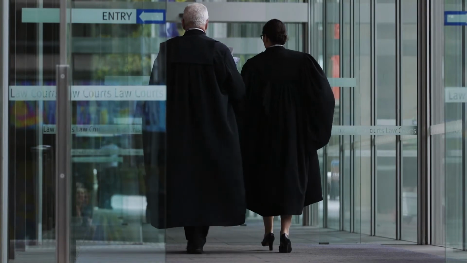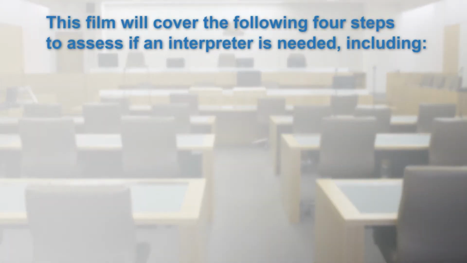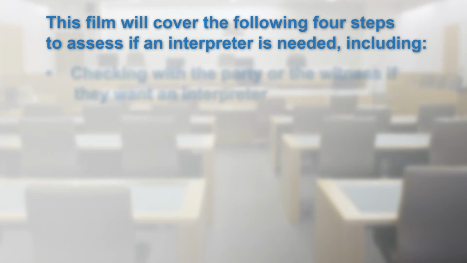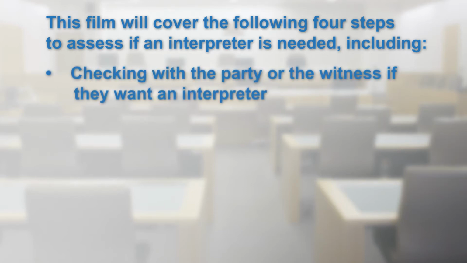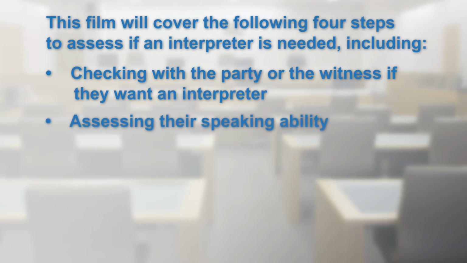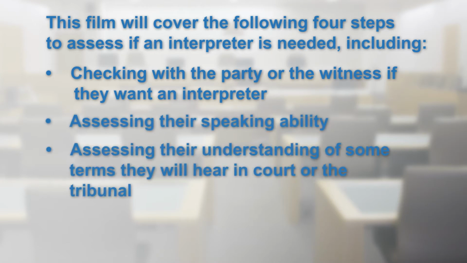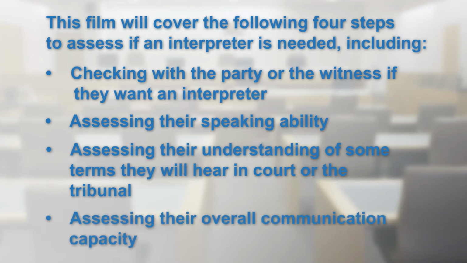If it's a criminal case, it's also your responsibility to determine fitness to plead. And to do that effectively often means assessing someone's capacity to communicate in court and if an interpreter is needed. This film will cover the following 4 steps to assess if an interpreter is needed, including checking with the party or the witness if they want an interpreter, assessing their speaking ability, assessing their understanding of some terms they will hear in court or the tribunal, and assessing their overall communication capacity.